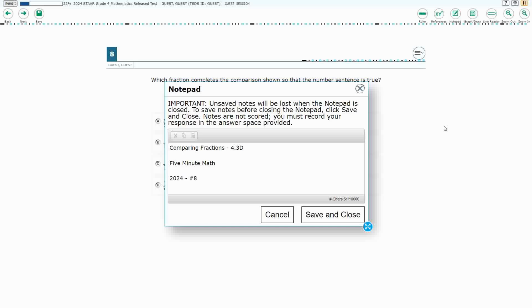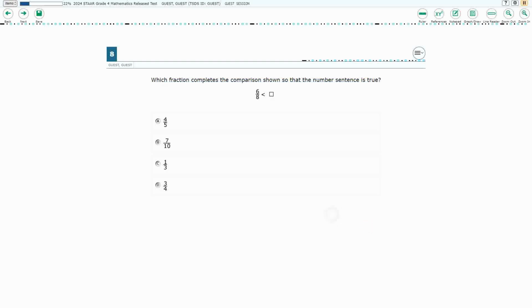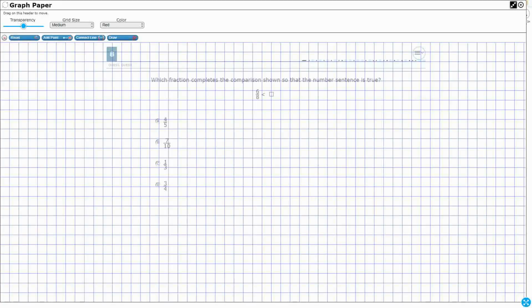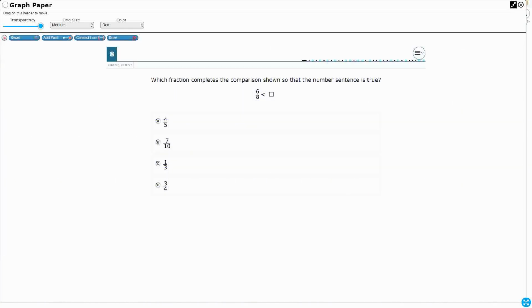Today we are looking at the fourth grade concept of comparing fractions. This is standard 4.3D in the great state of Texas, and we are using item number 8 of the 2024 released STAAR test. If you haven't done so already, please go ahead and take a moment to pause the video, work this problem out on your own, unpause it, and we will look at our answers together.